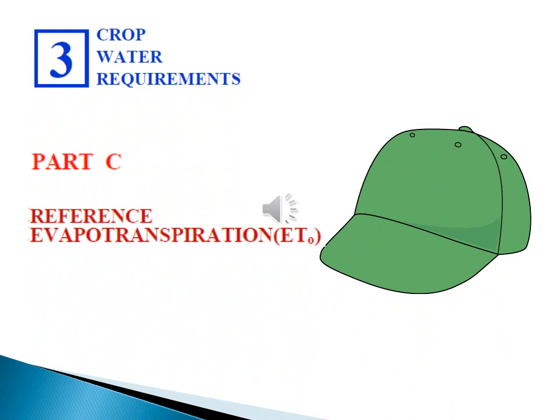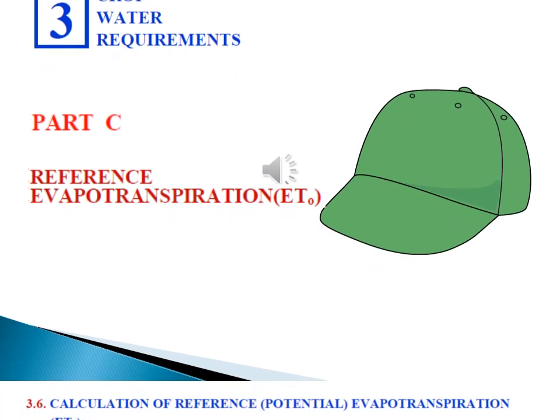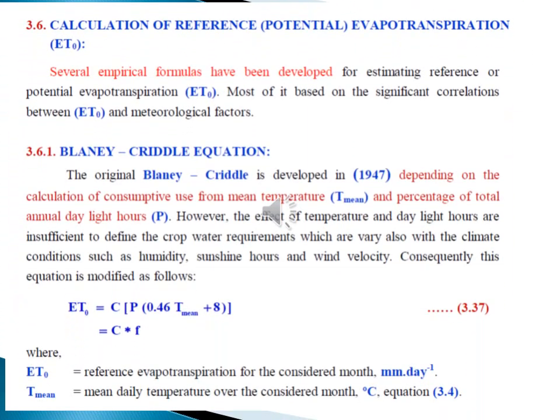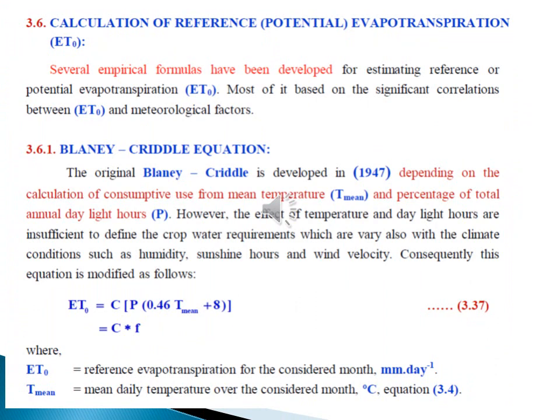Part C, Reference Evapotranspiration. Calculation of reference evapotranspiration. Several empirical formulas have been developed for estimating reference or potential evapotranspiration, most of it based on the significant correlation between evapotranspiration and the meteorological factors.